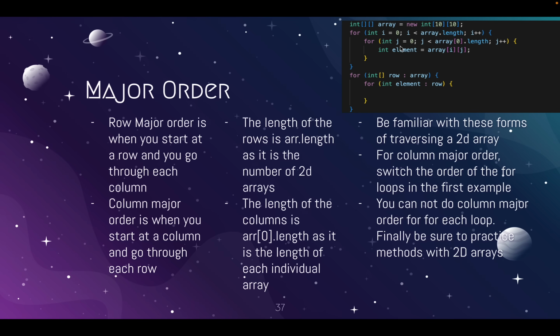You just need to go through all of the elements in all of the columns in the 2D array, and then go through all of the elements individually here for column major. But these two are for row major. And you can't really use a for each loop for column major order.